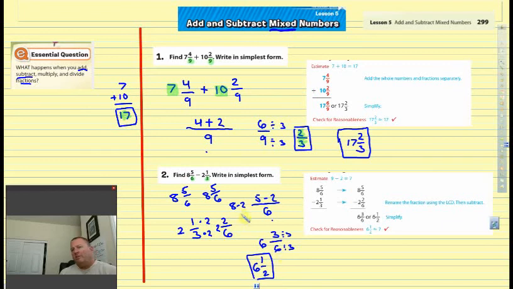Okay, so what did I do? I go back and look at this. I subtracted 8 minus 2 because we're subtracting here. I subtract the fractions, but I had to have the same denominator, so I had to convert the denominator. I had to find the LCD. Then I subtracted 5 minus 2 and got 3/6. I reduced it to 1/2, and I ended up with 6 1/2 as my answer.